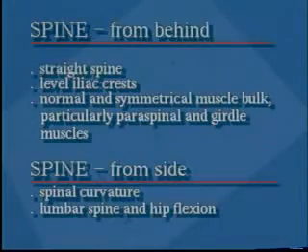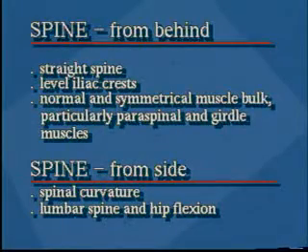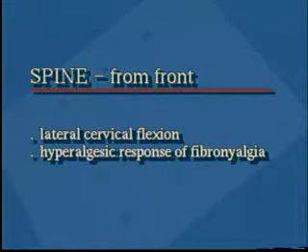So when we're checking the spine, what we're looking for is from behind: straight spine, level iliac crests, normal and symmetrical muscle bulk, particularly paraspinal and girdle muscles. From the side, spinal curvature, scoliosis, lumbar spine, and hip flexion. From the front, lateral cervical flexion, hypoalgesic response of fibromyalgia.